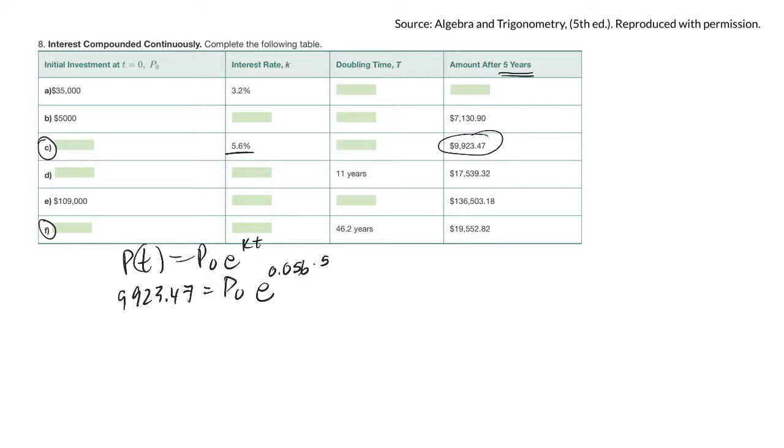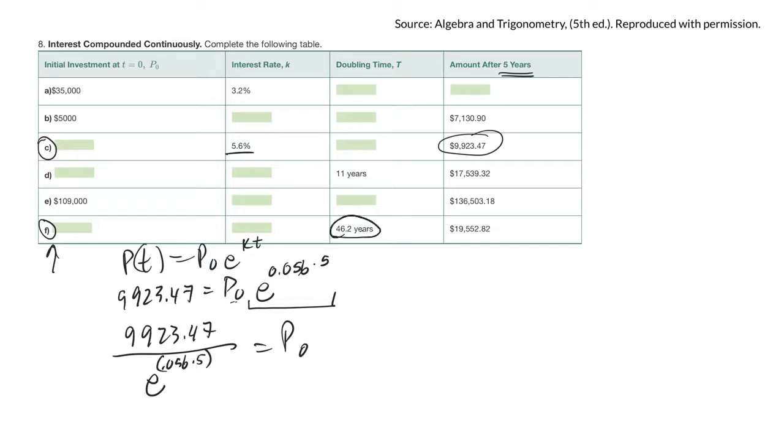So this time, instead of dividing by the P0, I'm going to divide by this whole thing. So it'll be 9923.47 divided by e to the 0.056 times 5. Make sure you put that in brackets. Equals P0. And question D will be the, question F. I guess that's a different one. Amount after that. Oh, they tell you the doubling time.